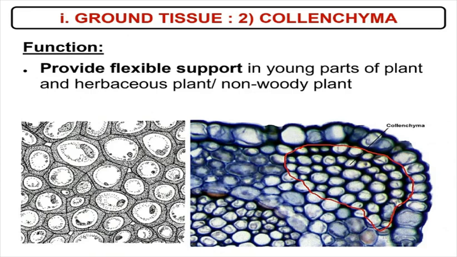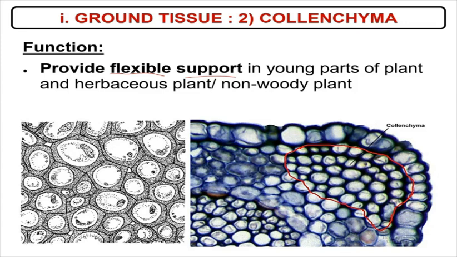Collenchyma, because it is more flexible, because it is still not rigid, but it has a thicker cell wall. So it provides a more flexible support. Jadi dia dah ada perlindungan, dia dah lebih kuat tetapi masih fleksibel. So it provides flexible support.